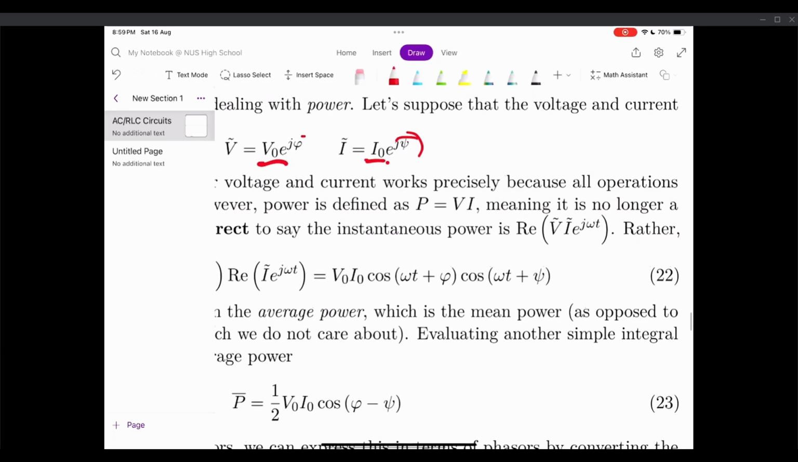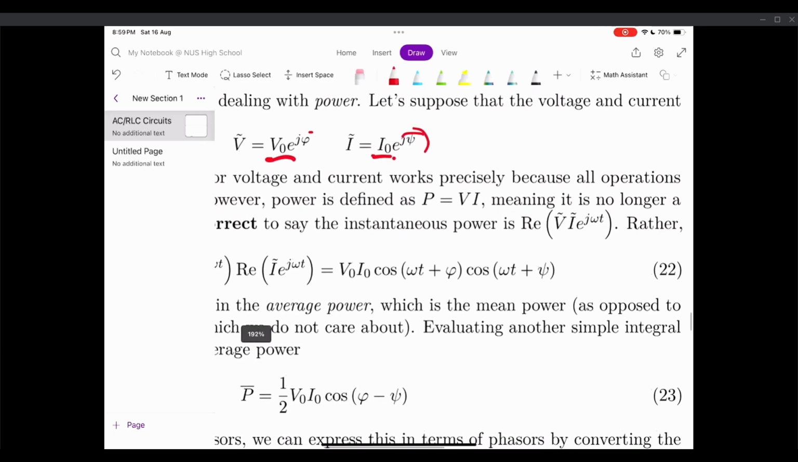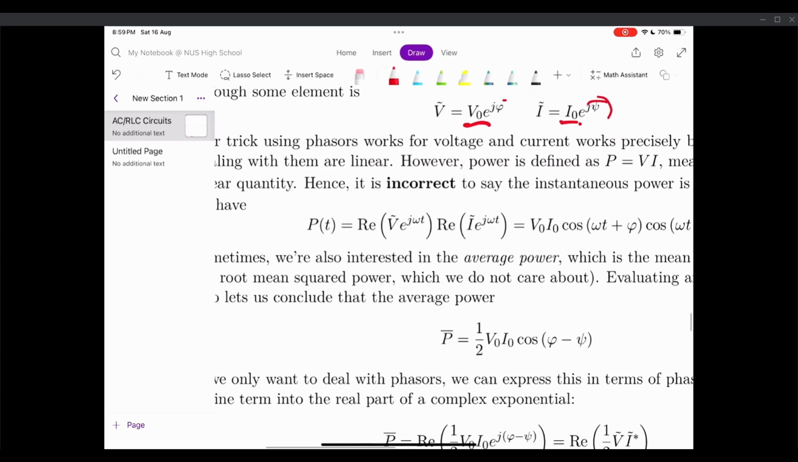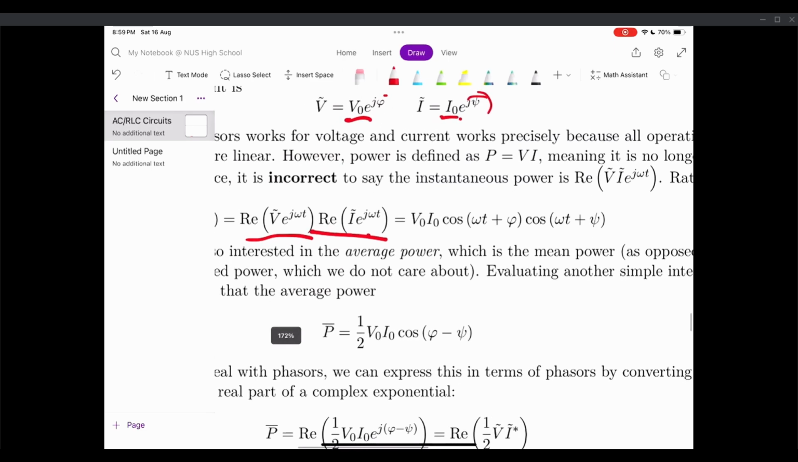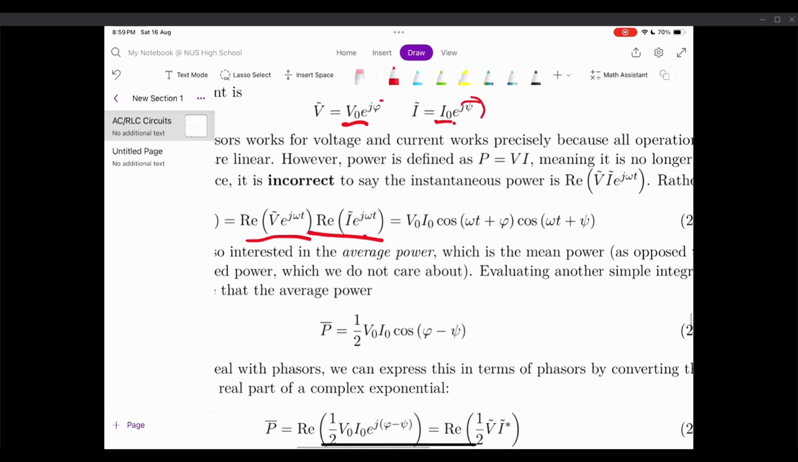Rather, if you want to calculate the instantaneous power at some time, you're going to have to manually convert the voltage and current back into their respective time-domain values. As you can see, it's done here, and you get this expression for your instantaneous power.